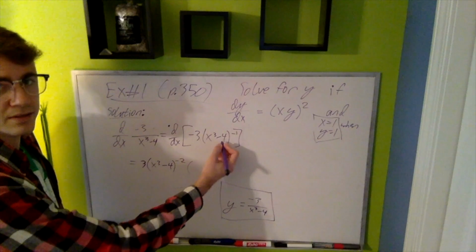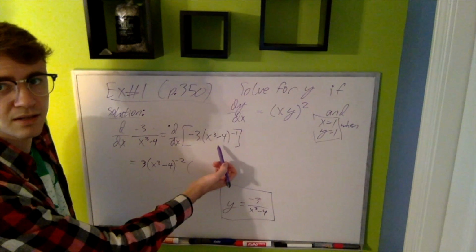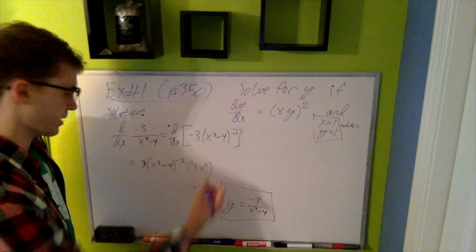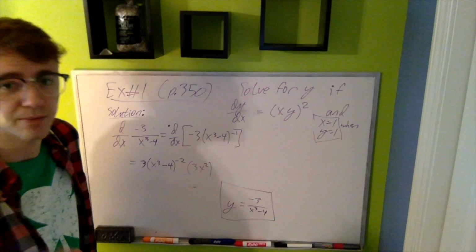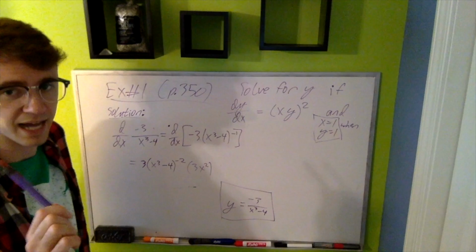The derivative of 4 is a constant, so 0. For x cubed, the derivative is simply using the power rule, 3x squared. Now, you might be thinking, this does not look like x squared y squared. And you are correct, it does not yet, but it will.